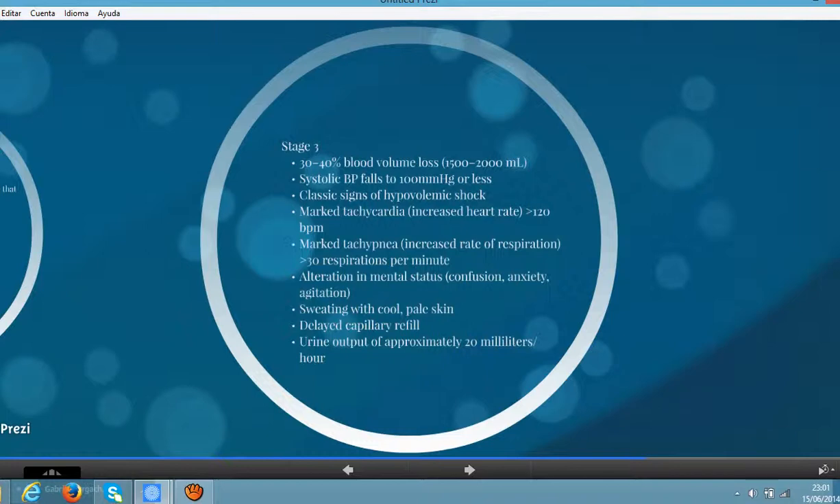Classic signs of hypovolemic shock: marked tachycardia, increased heart rate, around 120 beats per minute; marked tachypnea, increased rate of respiration, more than 30 respirations per minute; alterations in mental status, confusion, anxiety, and agitation; sweating with cold, pale skin; delayed capillary refill; urine output of approximately 20 milliliters per hour.